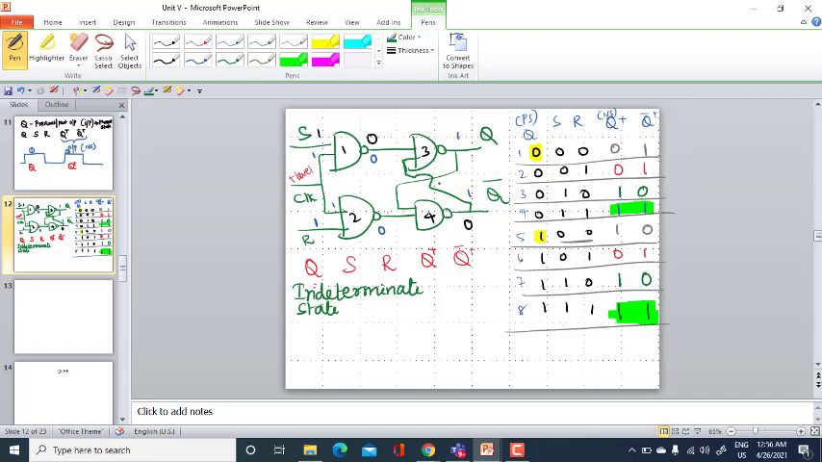So now let me see each and every row and tell whether it is a set state or reset state. So this is the set input, and this is the reset input. In general we know that set means logic 1 and reset means logic 0.